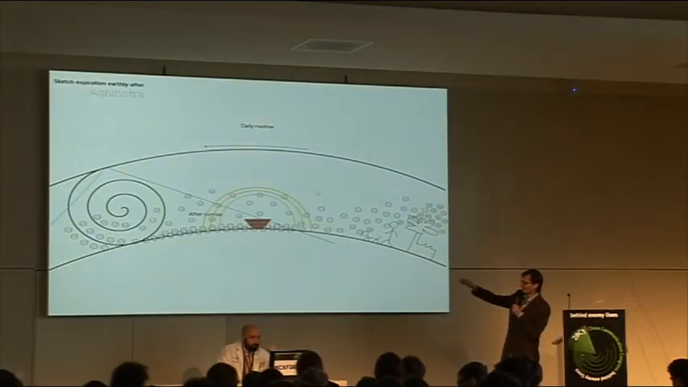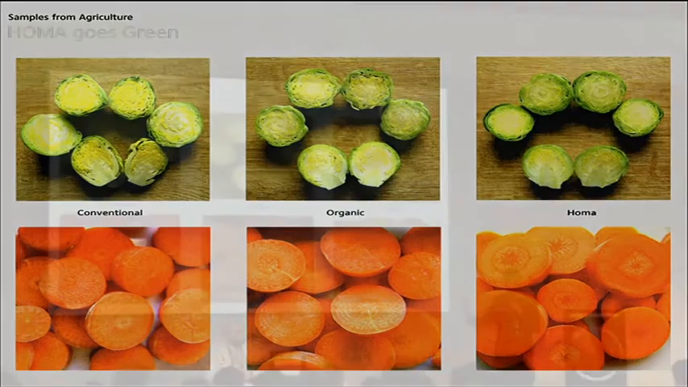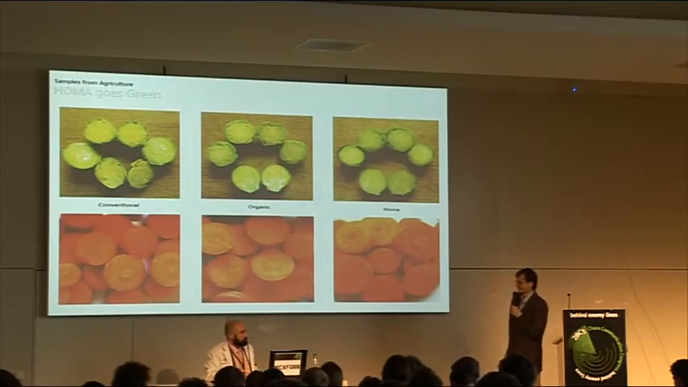Next slide, please. So we have a difference between organic, conventional organic and Homa. In the Homa, we have special structures, as you can see, like a 5-star. And the food is more tasteful, and everything is great.